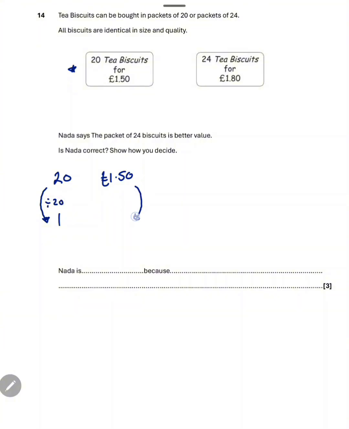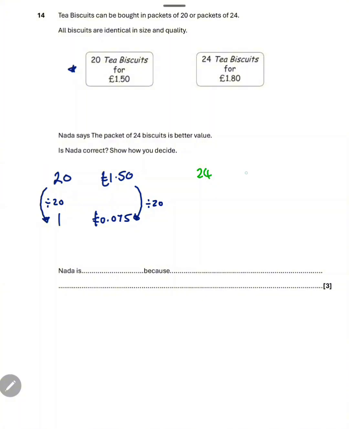And I'm going to do the exact same on this side. You could find out what 10 biscuits cost, whatever. Always come down to 1, it'll work every single time. So I need to do £1.50 divided by 20, which comes out at 0.075. Horrid, but correct.